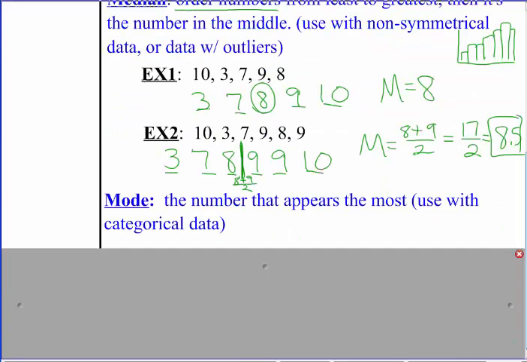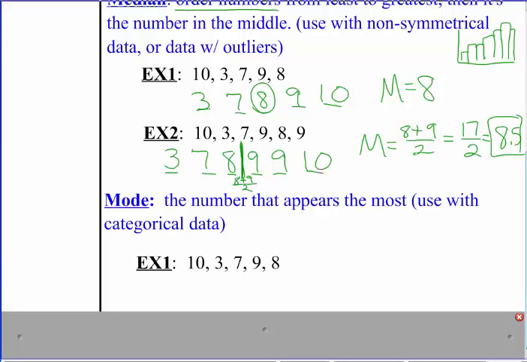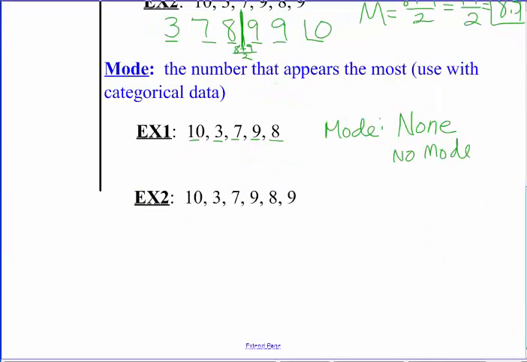Next is the mode. The mode is the number that appears the most. More often we use mode if we're looking at categorical data, to see which item occurs the most. But we can also use it with numerical data, where we are looking for the number that appears the most. If we look at the data set that we had before, every single number appears exactly once. So if everything appears the same number of times, then you would identify the mode as none. There is no mode. Those are your only two options: none, or you can say no mode. Now here's another data set. That was the example 2 that we used above.